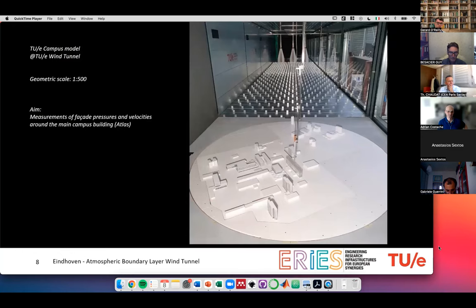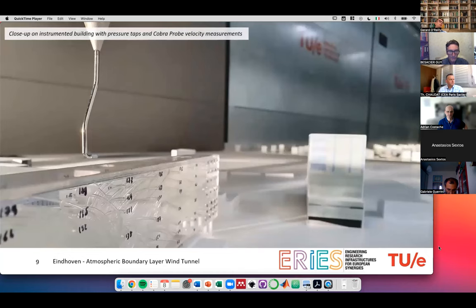So this is an example of a test we realized on campus. This is the TUE campus, and the interest was to measure passage pressures on a specific building in relation to the velocity observed on top of that building for different wind directions. So you see the inside of the wind tunnel with a specific setup of the atmospheric boundary layer and the mock-up at the turntable. This is just a close-up of that specific building where you see the pressure taps, a copper probe, which is hovering above to measure the velocity on the roof, where in reality is an anemometer in place.